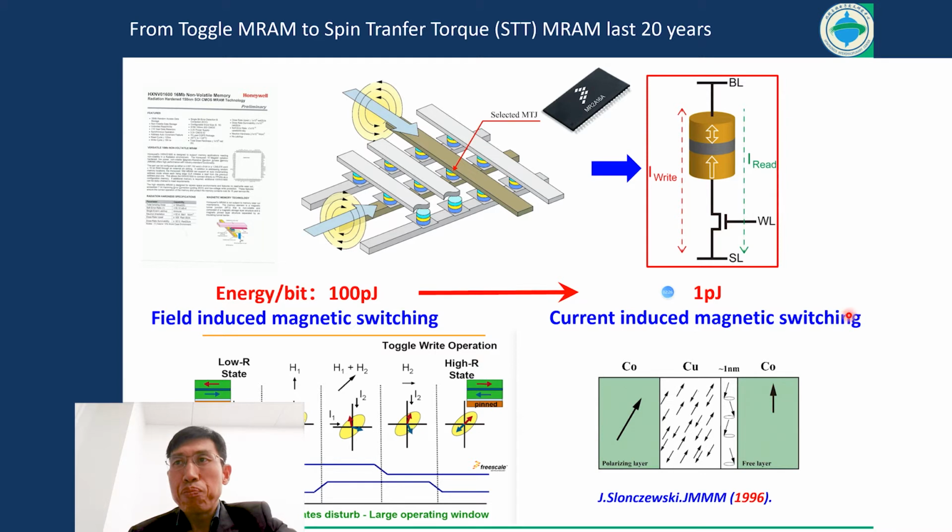Therefore, in 1996, Dr. Slonczewski from IBM proposed the spin transfer torque, which used only a current to switch the magnetic tunnel junction, and the power dissipation can be reduced down to 1 picojoule per bit.